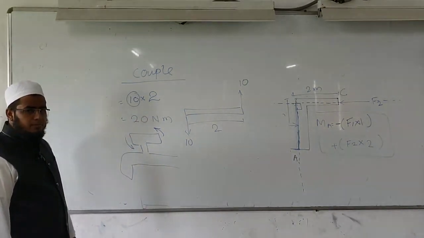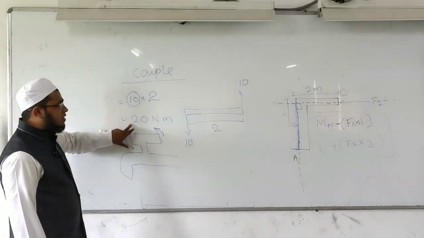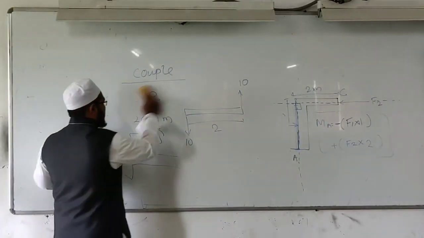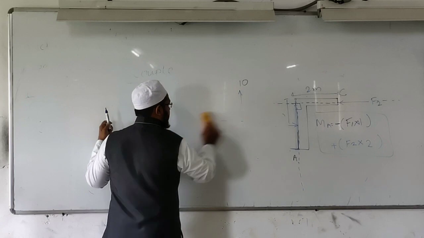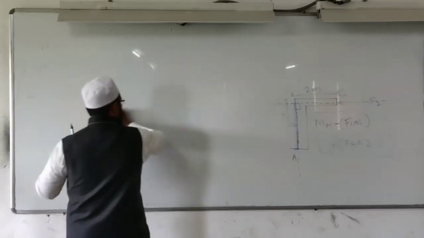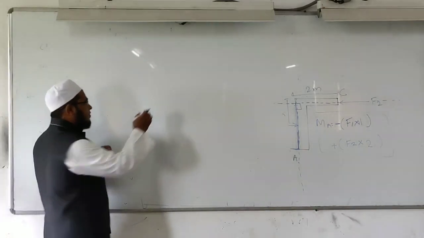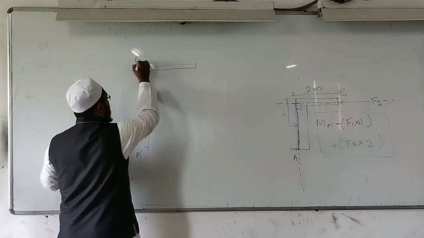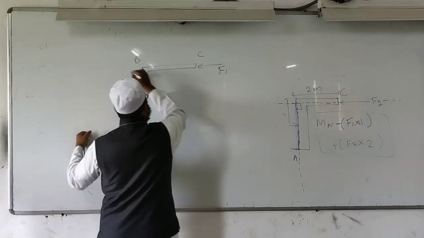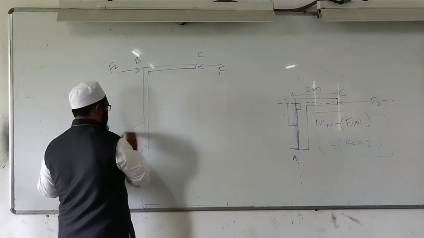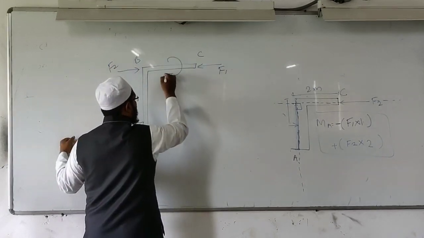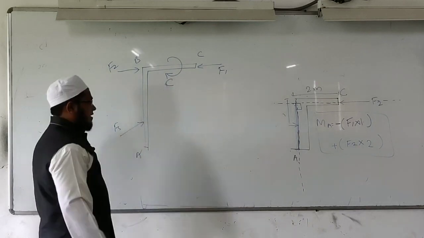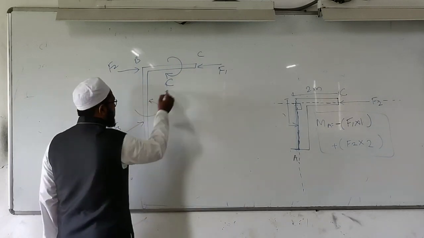Couple is a free vector, means the effect of 20 Newton meter does not change if the position is changing. That's why in some force systems we have to consider the couple also, whenever it is given along with the forces. For example, assume that a bracket A, B, C is there, forces F1, F2, F3 are acting, and also a couple having magnitude C is acting. Or you can take two couples, C1 and C2.